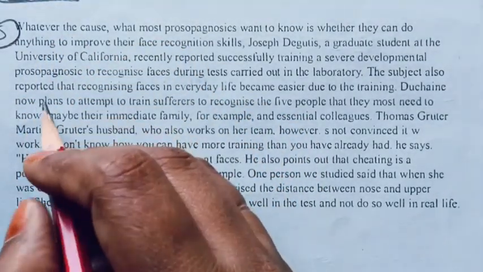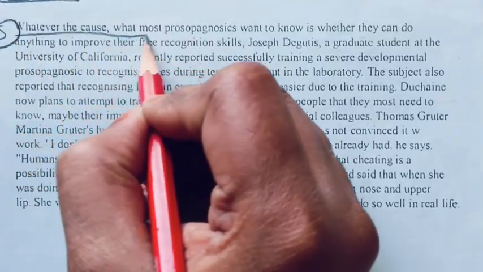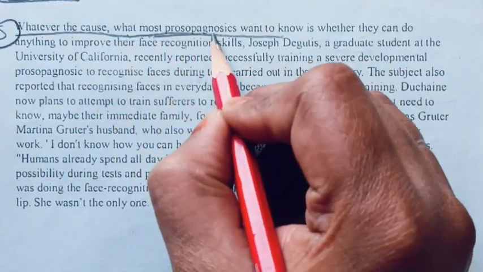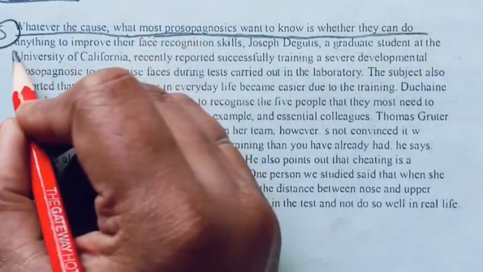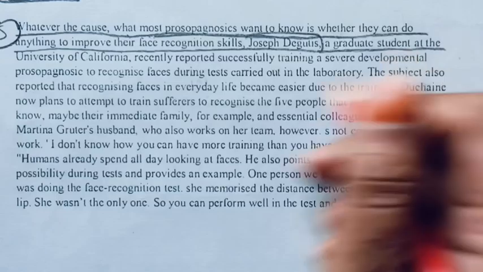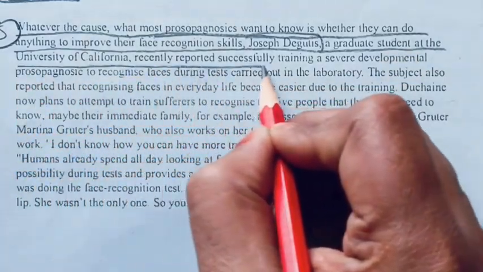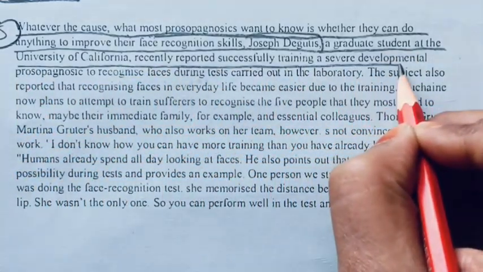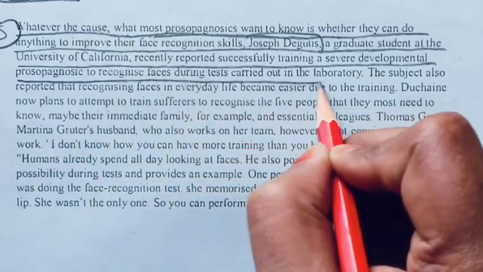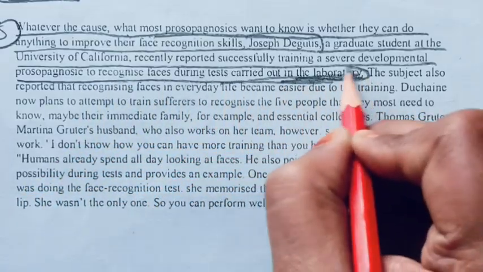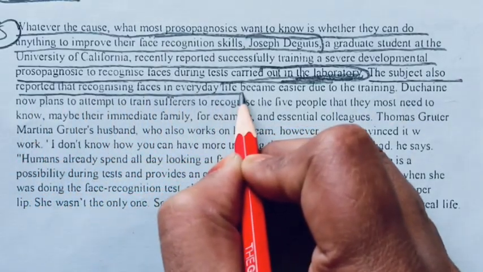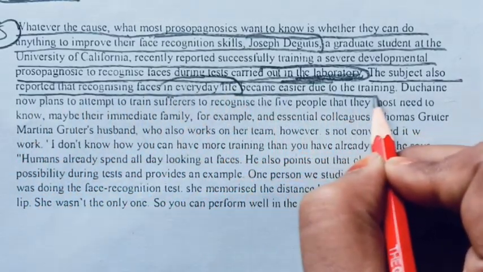So now let's quickly read our last paragraph. Whatever the cause, what most prosopagnostics want to know is whether they can do anything to improve their face recognition skill. Joseph DeGutis, a graduate student at the University of California, recently reported successfully training a severe developmental prosopagnosic to recognize faces during tests carried out in the laboratory. The subject also reported that recognizing faces in everyday life became easier due to training.